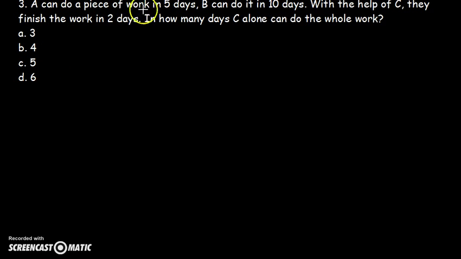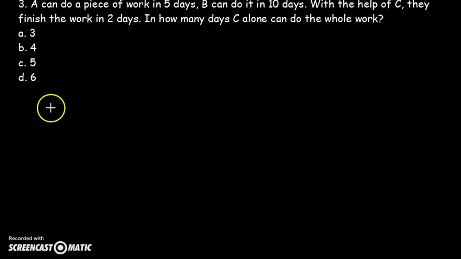A can do a piece of work in 5 days, B can do it in 10 days. With the help of C, they can finish the work in 2 days. In how many days C alone can do the whole work? So as you see, A can do that same piece of work in 5 days working alone, and B can do it alone in 10 days. We have to find out how many days does C require to finish the entire work if this is the given condition.